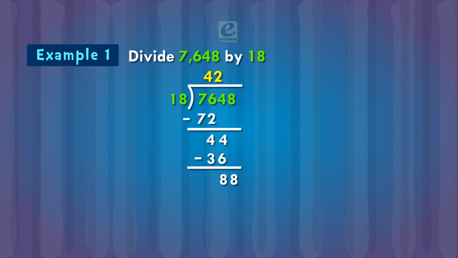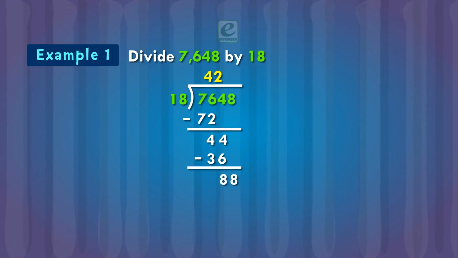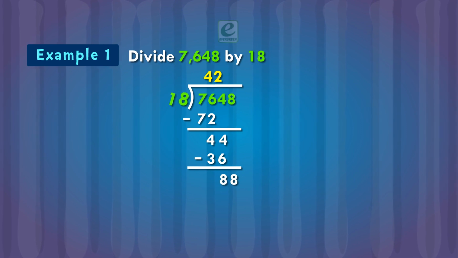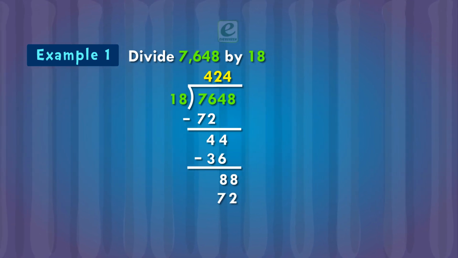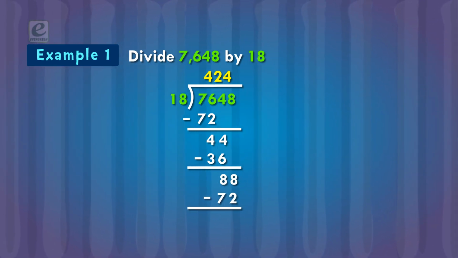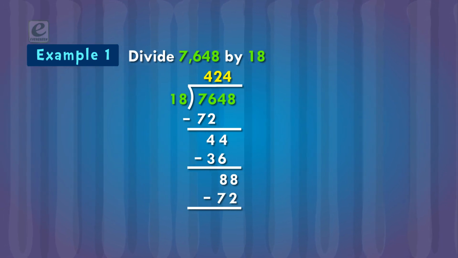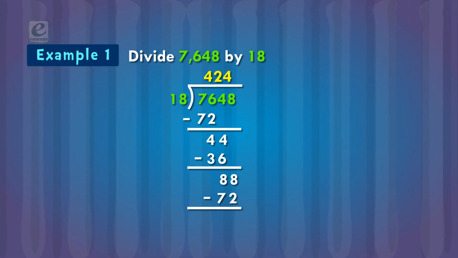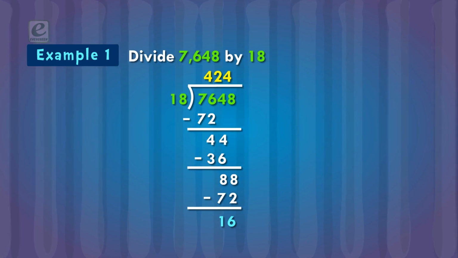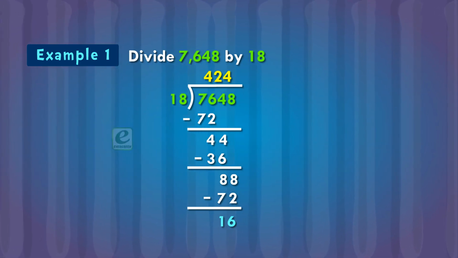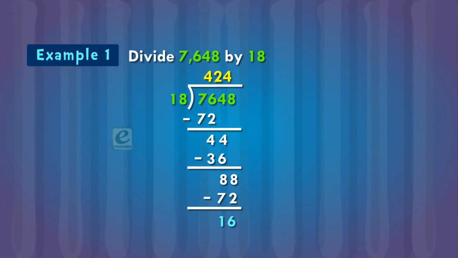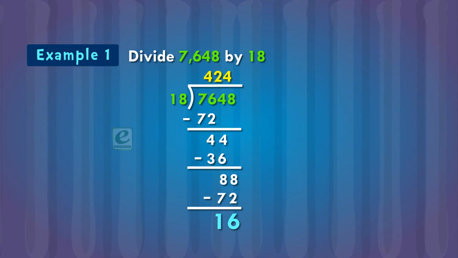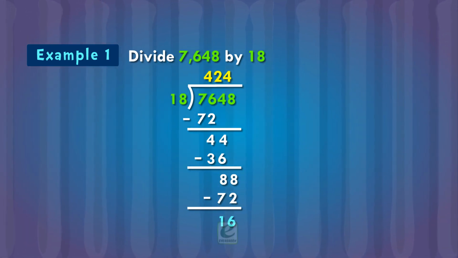Bringing down 8 will make it 88. We know that 18 fours are 72. So, again we got 4 as a quotient and, after subtraction, 16 as a remainder. Hence, we get 424 as the quotient and 16 as the remainder.